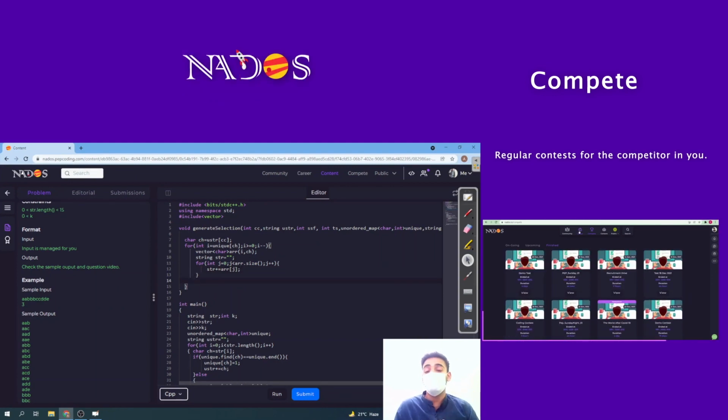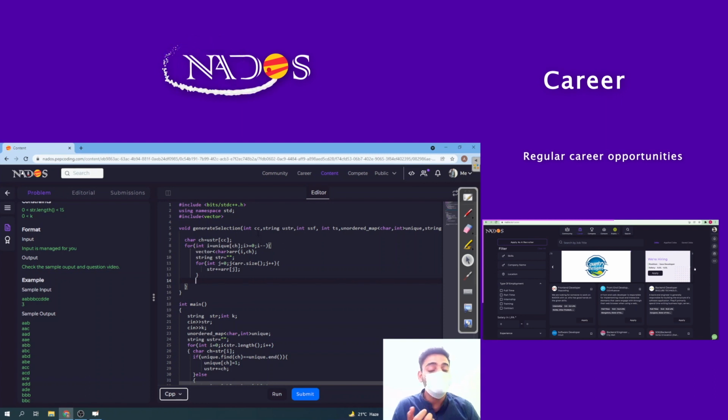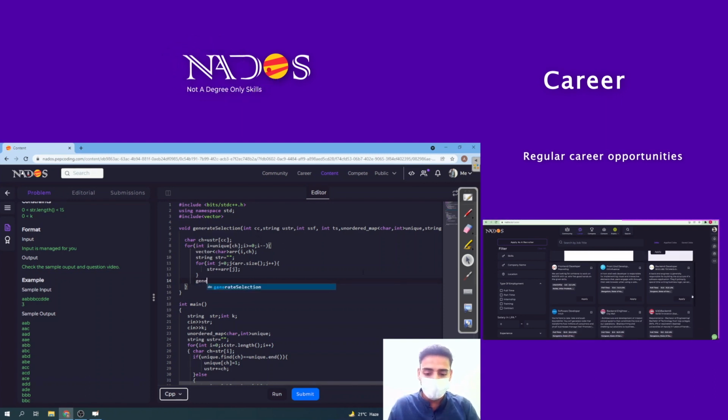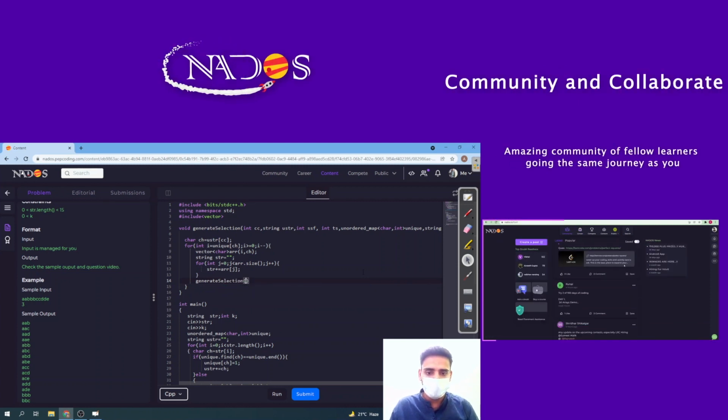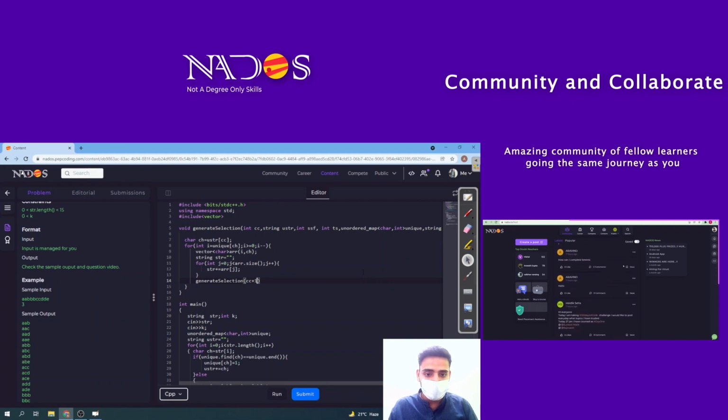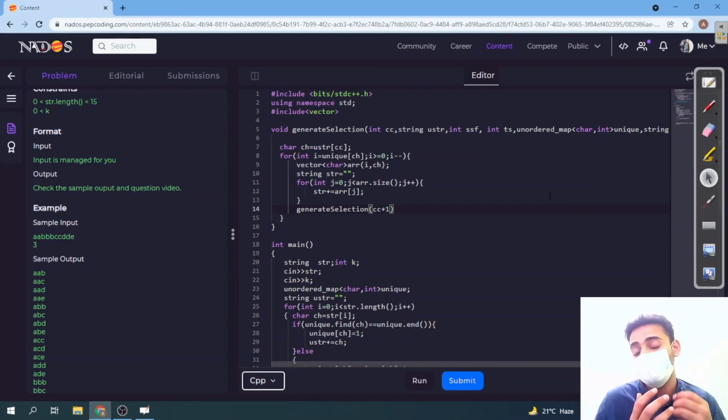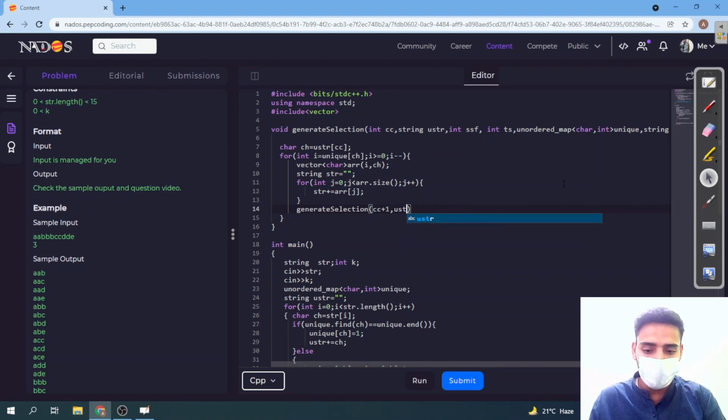Now we just have to make the recursion call. Let's make the recursion call here. First of all we have to update the c, because the first time we have selected a, for example, the second time we have to select b, so we will increase the index by 1 and send it to the next call. That's why we have added 1 here. After this we have to send the unique string. There will be no changes in that.